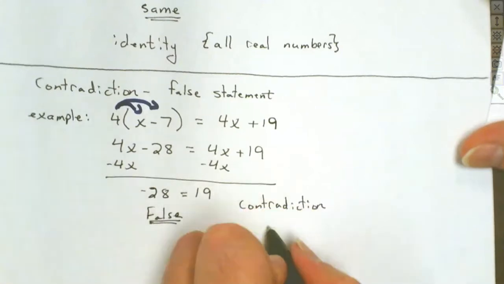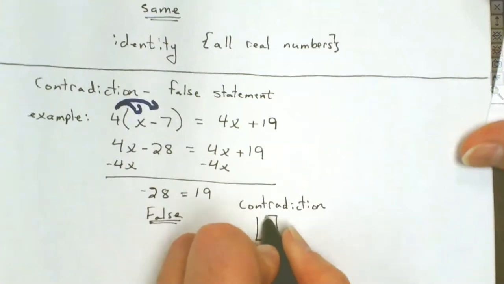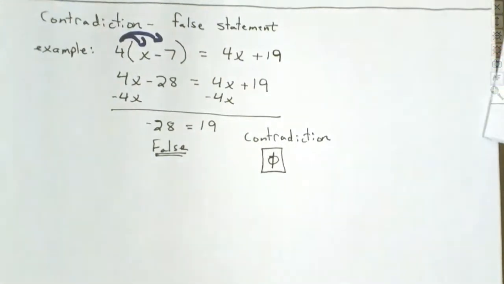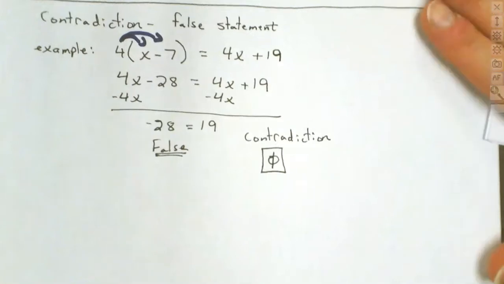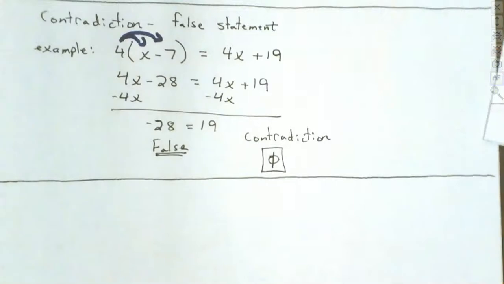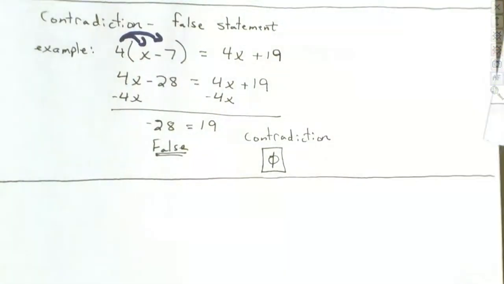And how do we write our answer? We use the empty or the null set. And that's just the Greek letter phi. 0 with a slash through it. And that means there's no number that will make it work. So those are the three basic types of equations.